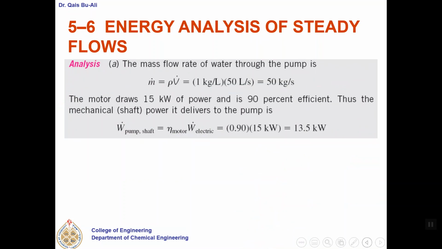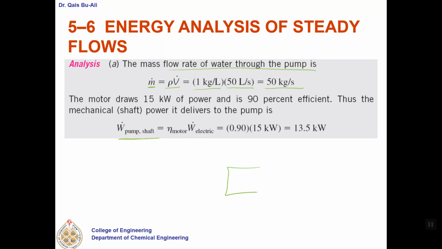Analysis is the solution or the calculation. The first thing that was done is to calculate the mass flow rate of the water through the pump. Mass flow rate is equal to density times volumetric flow rate. This is the density, this is the volumetric flow rate, and this is the mass flow rate, which is 50 kilograms per second.